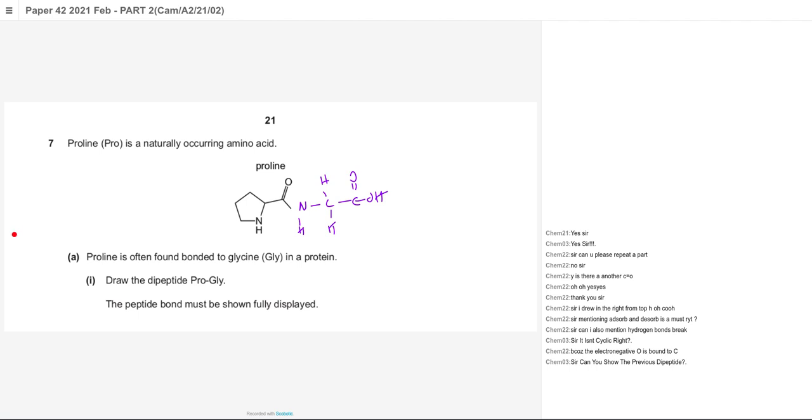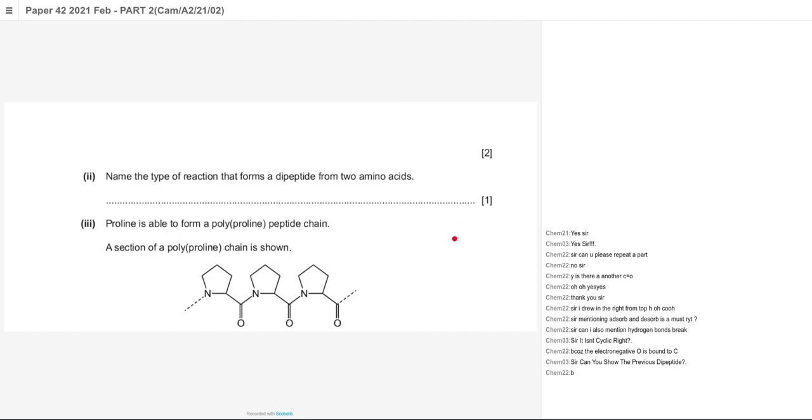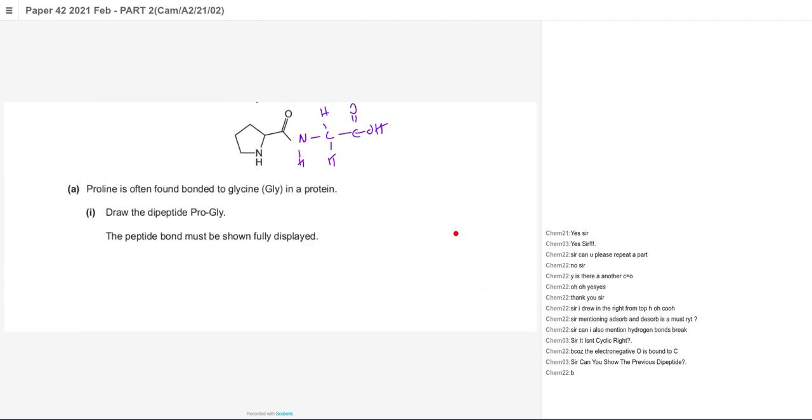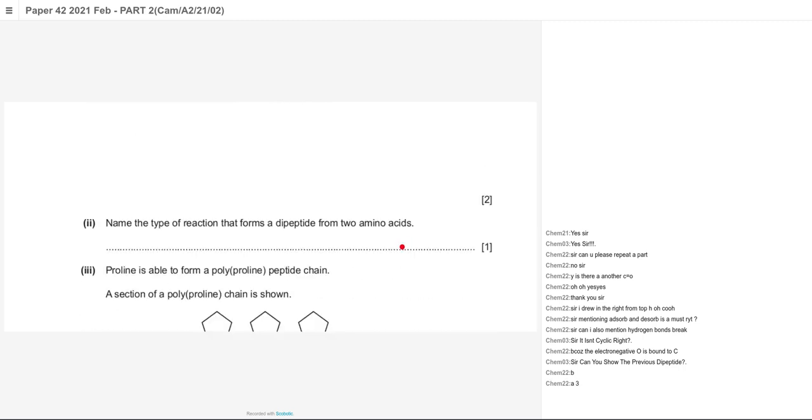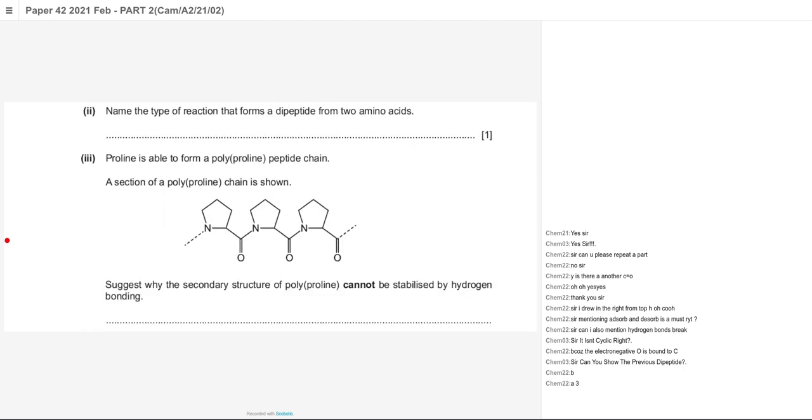Okay. A series of questions because electronegative oxygen can bond to carbon. I don't know about that. I don't know which question you're referring to. Can you show the previous? Yeah, this is the previous one. Now B. Okay, I hope this is clear. Which is B? There's no B here. A3. A3 because electronegative oxygen is bonded to carbon.